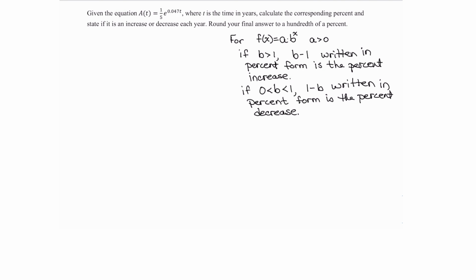Now recall that if we have a function where we've written it as a coefficient times a base to our variable power, where our coefficient's positive, if our base is greater than 1, then that base minus 1, written in percent form, is the percent increase. If our base is between 0 and 1, then we take 1 minus the base, write that in percent form, and that's the percent decrease.